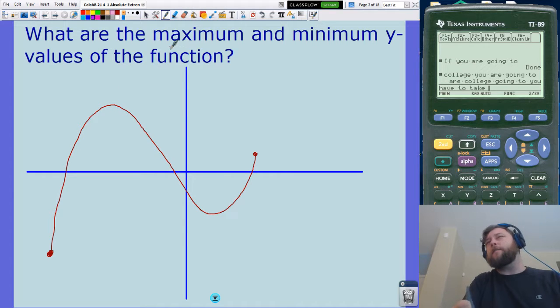The maximum is going to be the highest one. The max is going to happen right here, because that's the highest y value. Now the minimum is going to happen right over here. So sometimes in a function, I want to find out where the maximum y value and the minimum y value are. And if I look at the graph, those would be two cases, right?